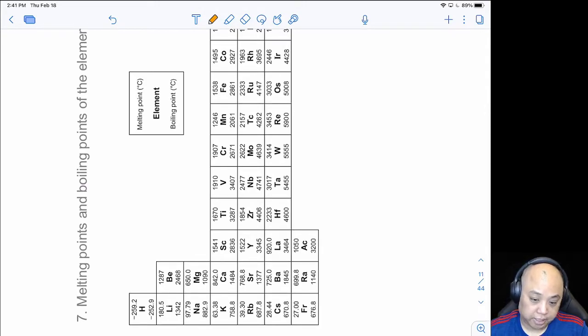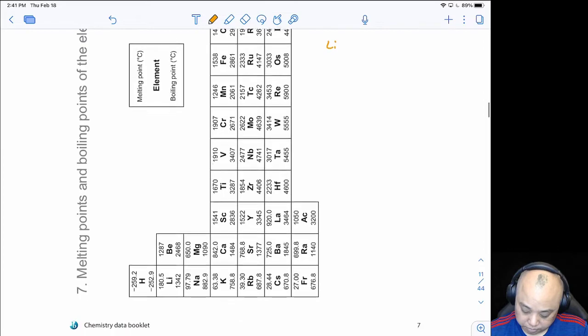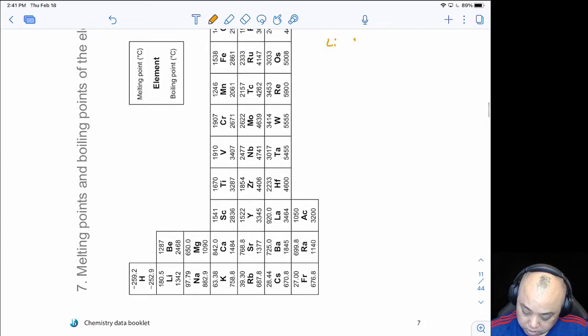So you'll see lithium melts at 180.5. Sodium melts at 97.79. Potassium is 63.38. Rubidium is 39.30. Cesium is 28.44.